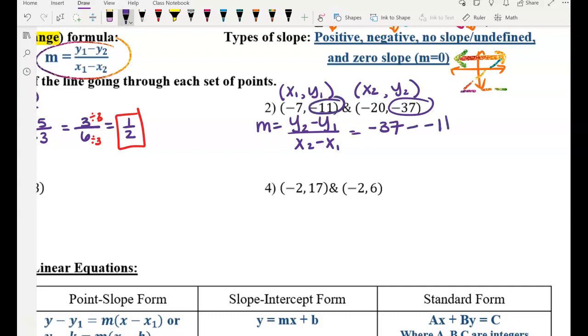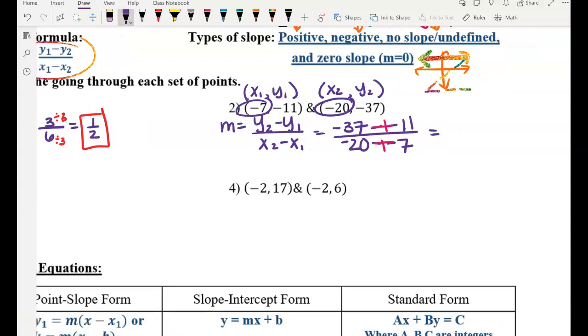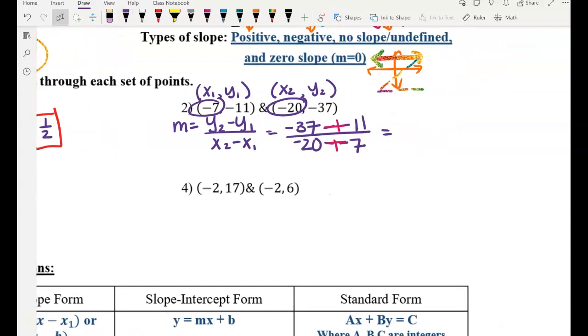So negative 11 all over, this is your x2, so negative 20, minus, this is your x1, so negative 7. Two negatives, students, we could change that to a positive. Then this will help us out. Negative 37 and a positive 11 will give us a negative 26 all over. A negative 20 and a positive 7 is going to give us a negative 13. Two negatives dividing each other will give us a positive answer.